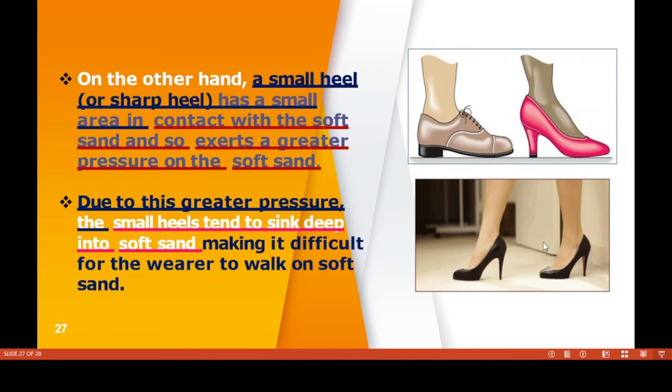They just go down and get stuck. So it makes it difficult for the wearer to walk on soft sand.